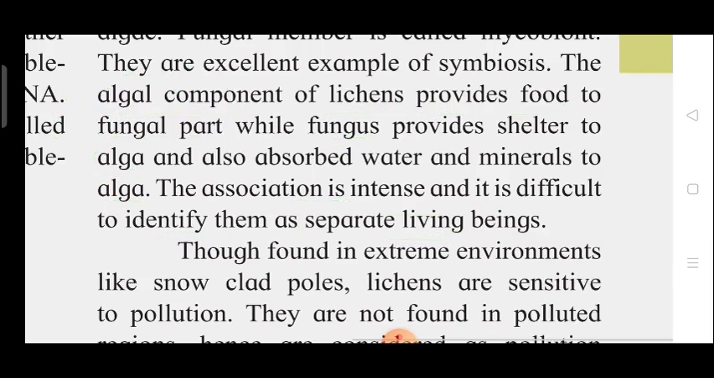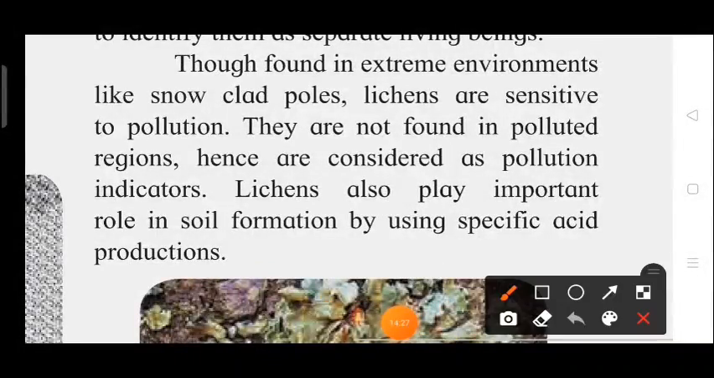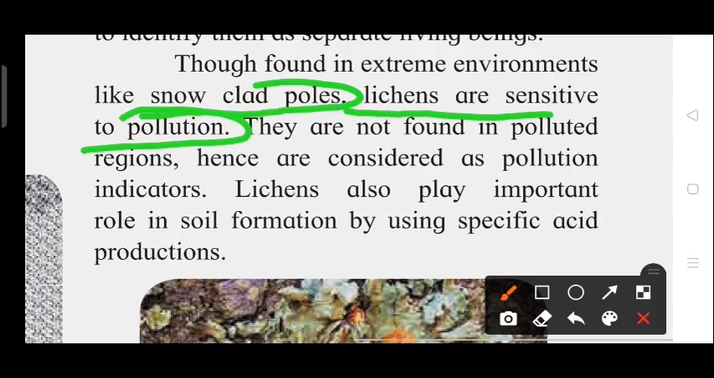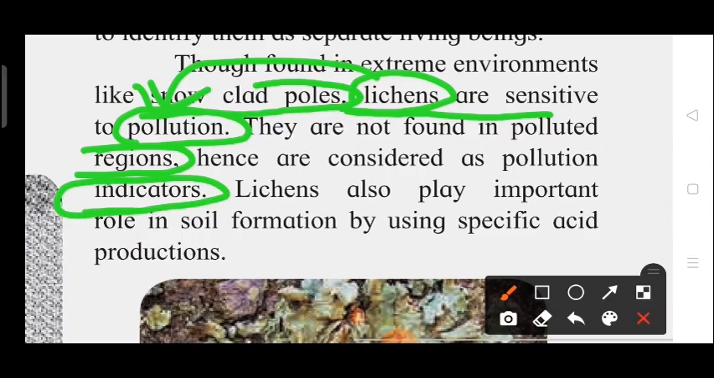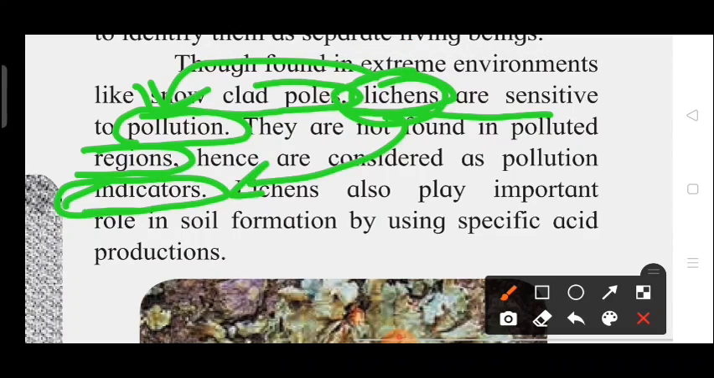Though found in extreme environments like snow-clad poles, lichens are sensitive to pollution. Here the most important thing is that lichens are sensitive to pollution, which means we can use lichen to detect even a small amount of pollution. They are not found in polluted regions, hence they are considered a pollution indicator. The main thing is that lichens are used as pollution indicators.